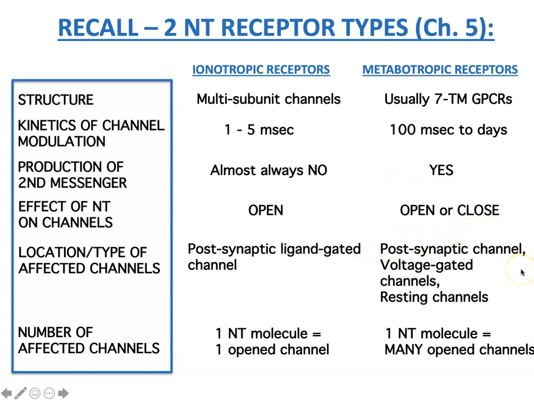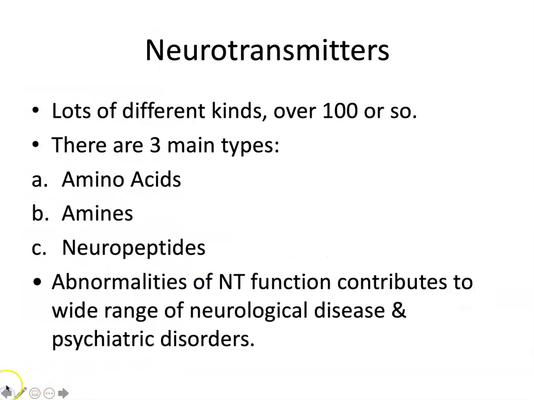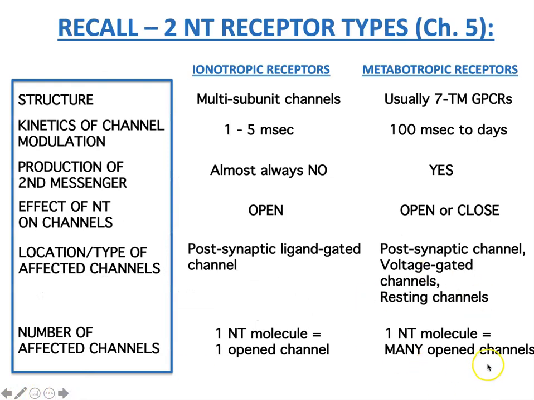They are also postsynaptic, but they can be affected by voltage. They can be resting channels, so they can have different roles, even though these are metabotropic type receptors. They can have an effect on these types of channels: ion channels, voltage-gated channels, and resting channels. The last piece in that list was how many molecules it takes to open the channel. One neurotransmitter will open many channels.